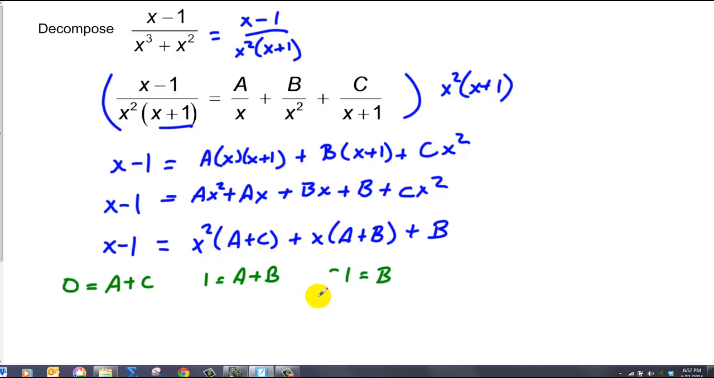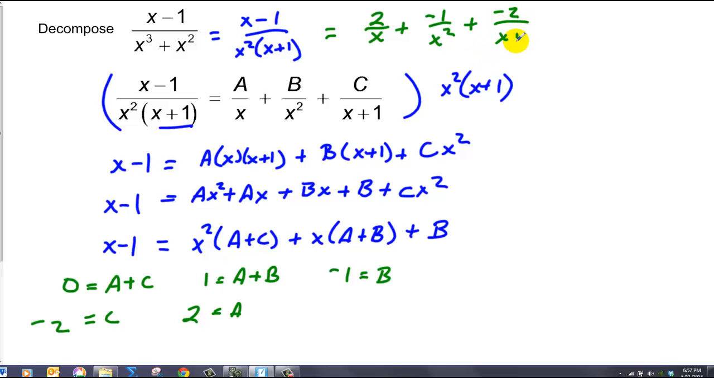Given that, I can go back over to this equation here, and if b is negative 1, I know a is equal to 2. And I know if a is equal to 2, then c must equal negative 2. So I can go ahead and write my decomposition now. I have an a value of 2, so that's 2 over x, plus I have a b value of negative 1, so that's negative 1 over x squared, plus, and then I have a c value of negative 2, so that's negative 2 over x plus 1. If I were to add those up, I would get this quantity here.